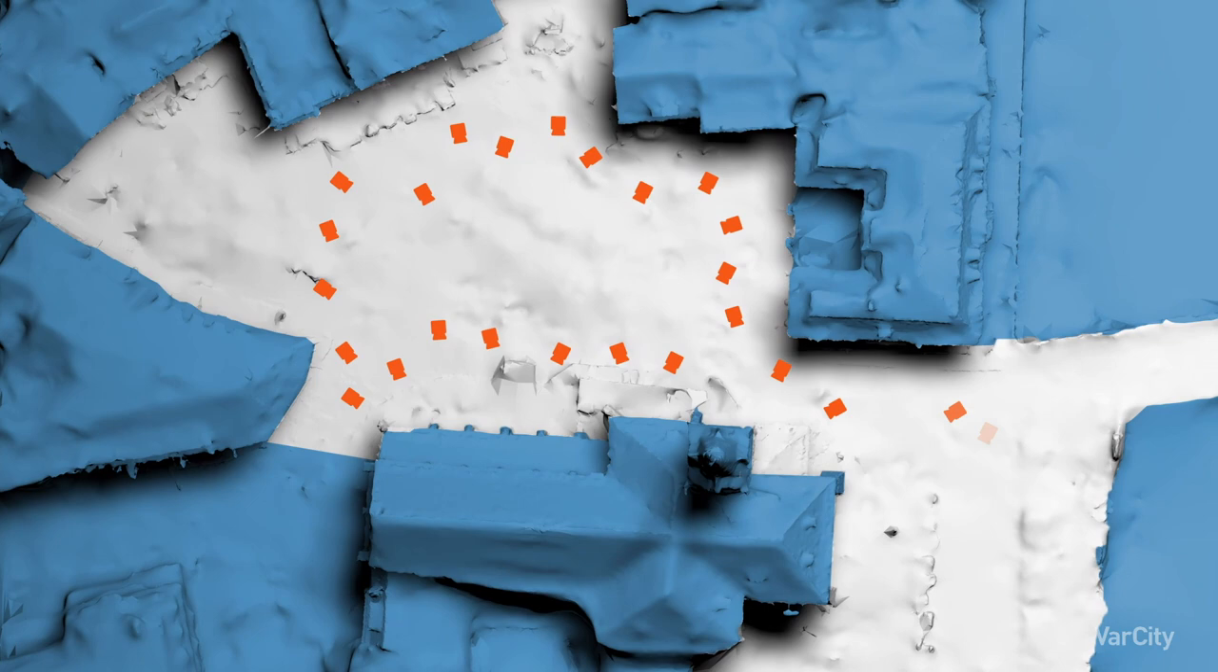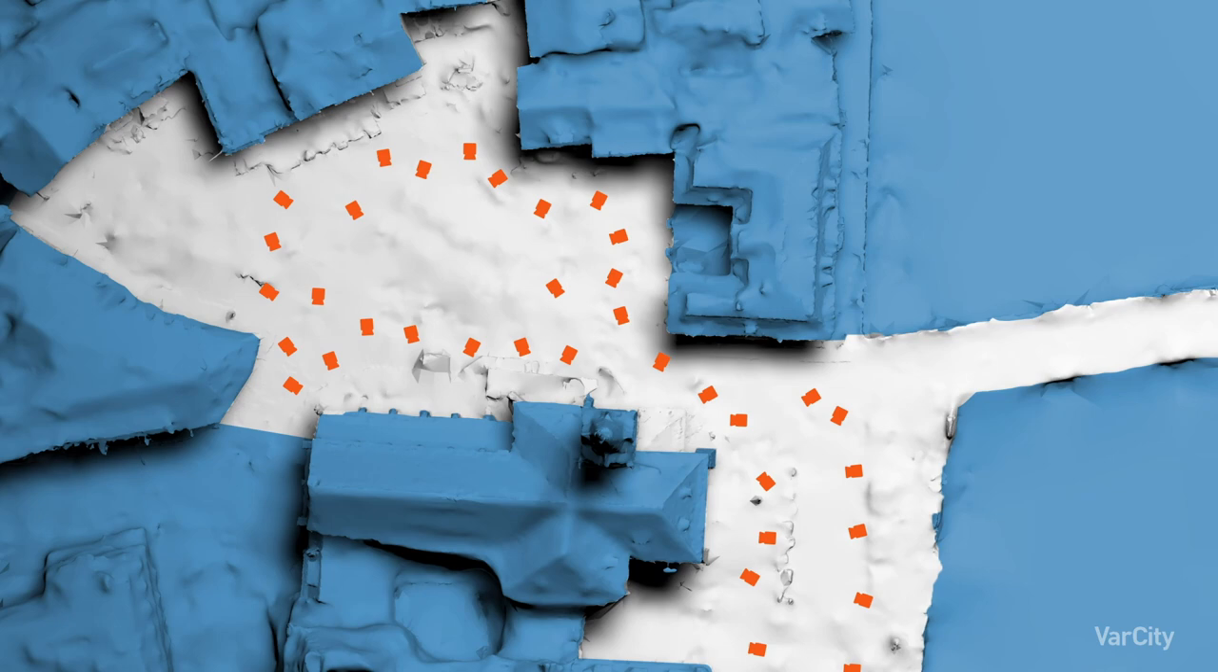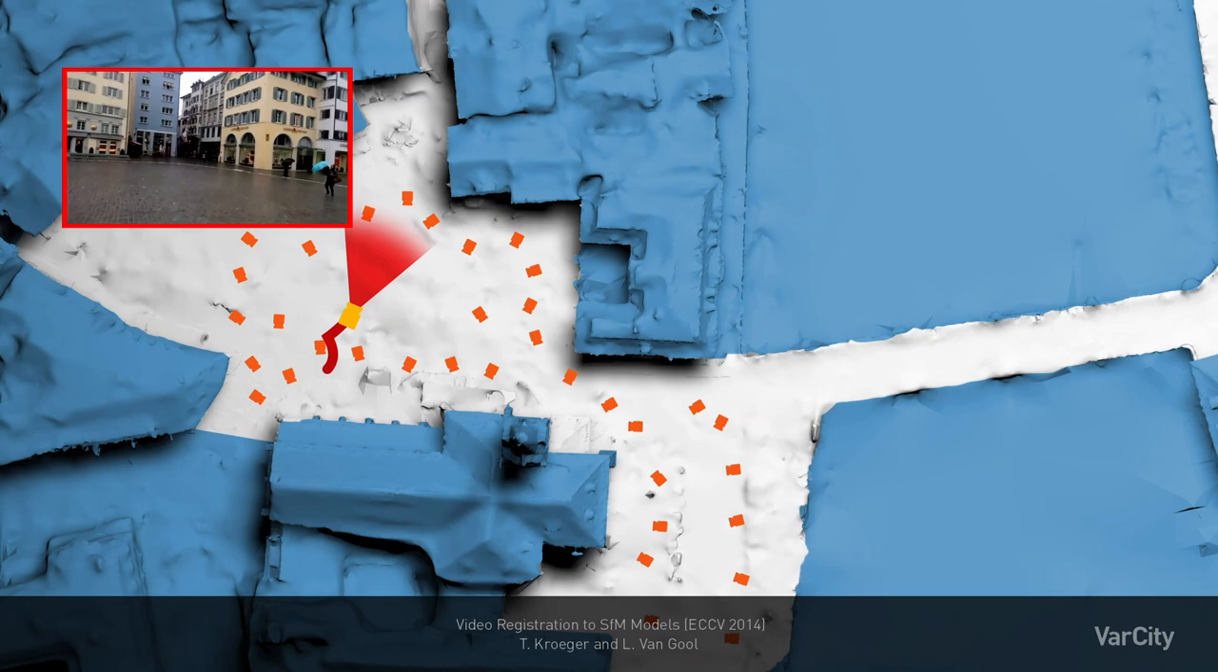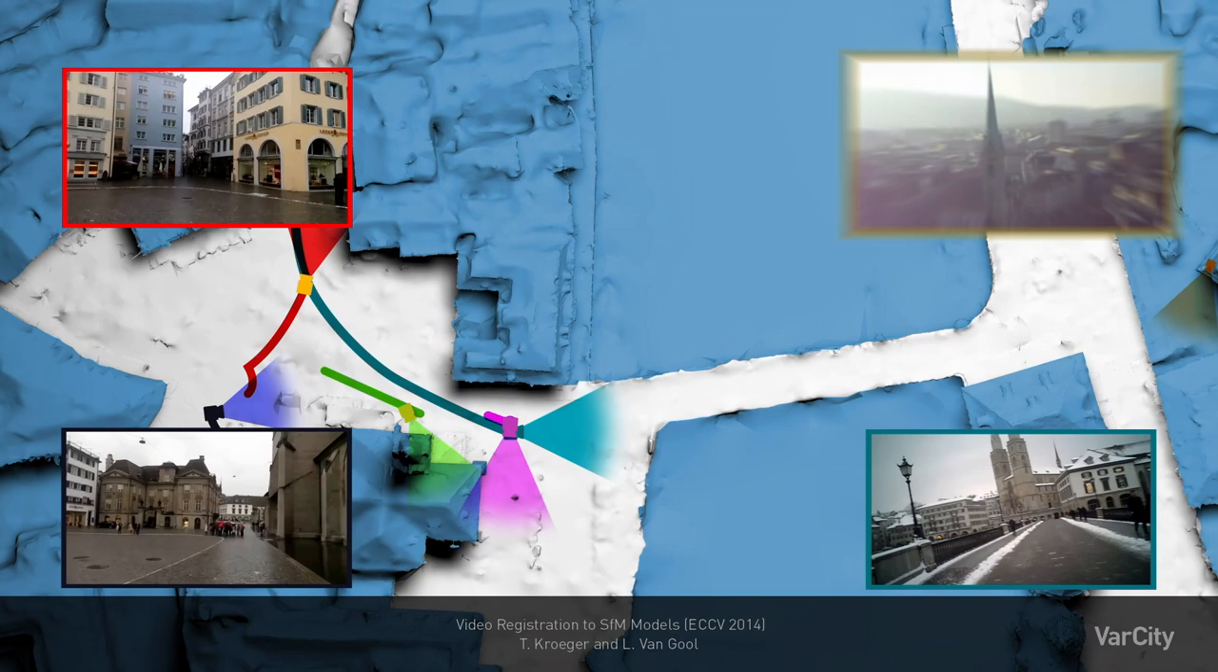Finally, VarCity is also about processing user videos and images from social media for providing useful and fun applications. We processed thousands of publicly available images and registered them to our 3D model of Zurich. Similarly, we register each individual video by deducing a smooth frame-by-frame camera pose. This again helps us to understand where people walk and what they look at.